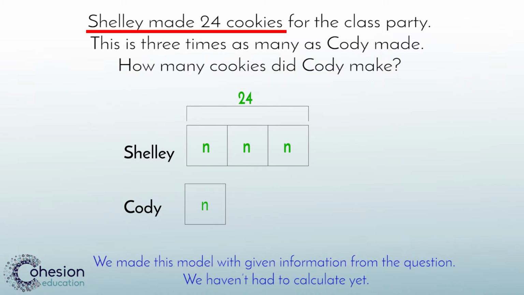Please notice that we made this model with given information from the question. We haven't had to calculate yet. Being able to take the information in the question and create a model can be difficult for students.